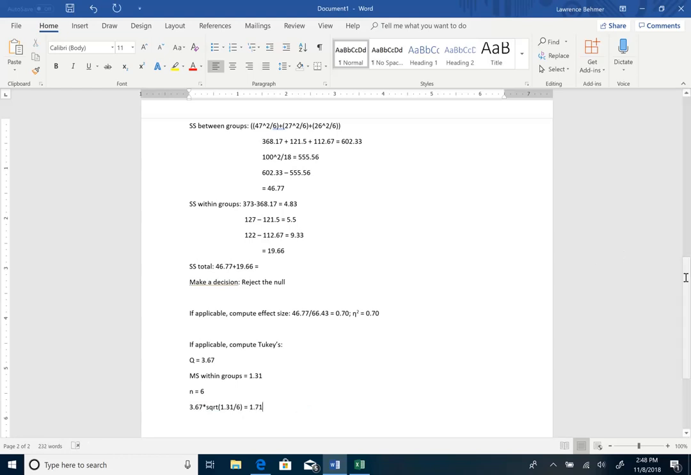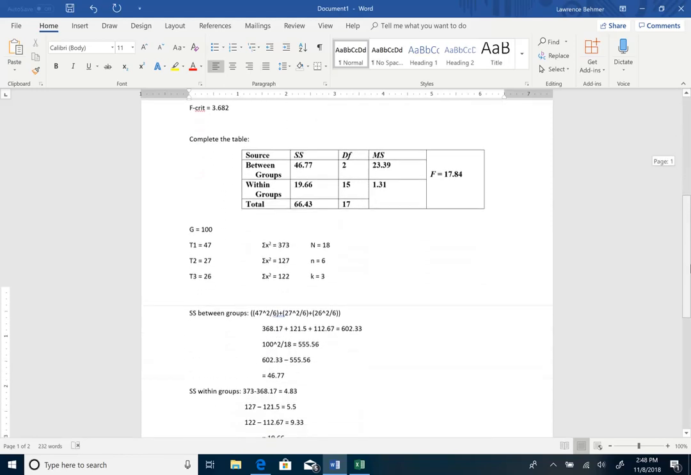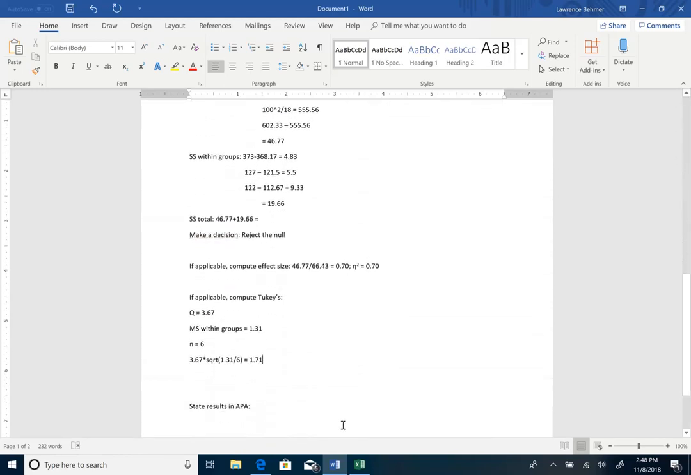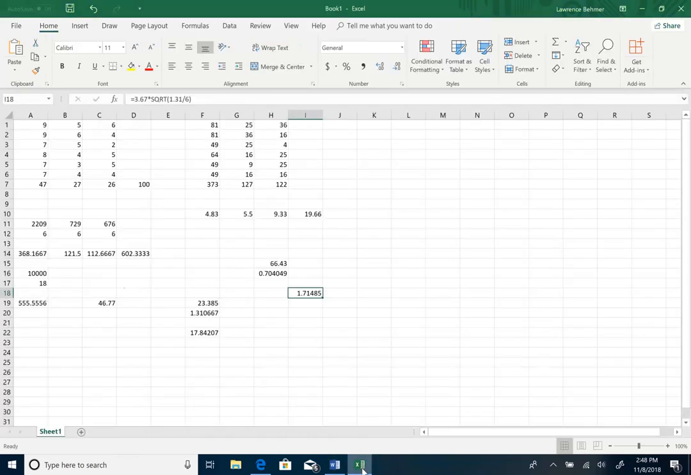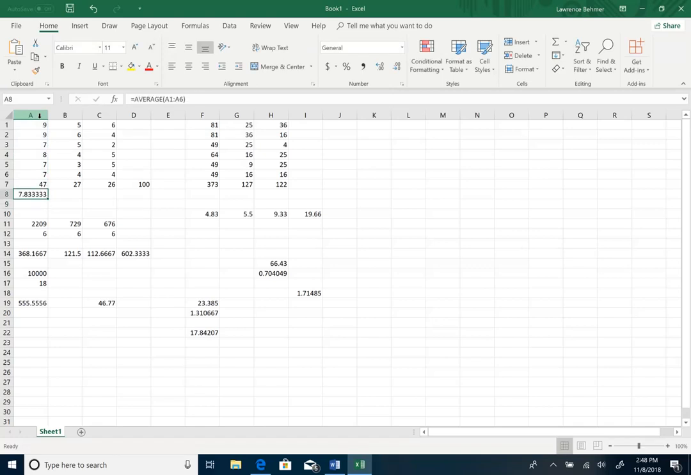So now I need to compute the means for each one of my groups, and then subtract them from each other and take the absolute value of those to see which ones are greater than this Tukey score of 1.71. So I'm going to compute the means. Excel has a function for that. It's called average, so you can select average. Again, be sure to only take your scores. You can do it for all three of your groups.